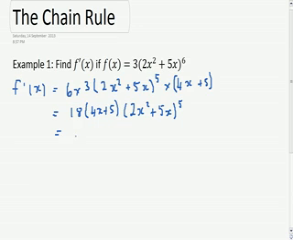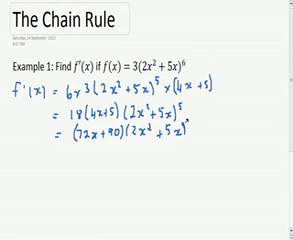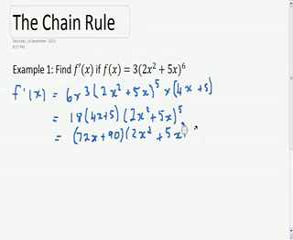So 4 18s is what? 36 times 2 is 72, so it's going to be 72x, and 18 times 5 is 90. That should be in brackets, and again just rewrite what's over here. Okay, and that is our first example of the chain rule.